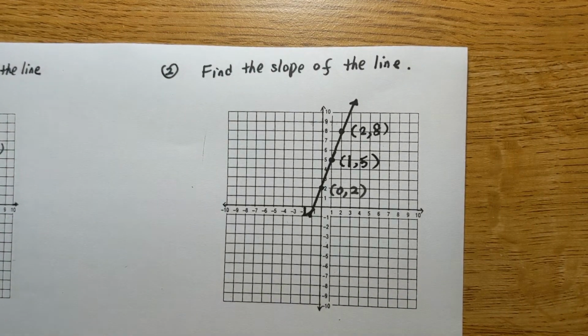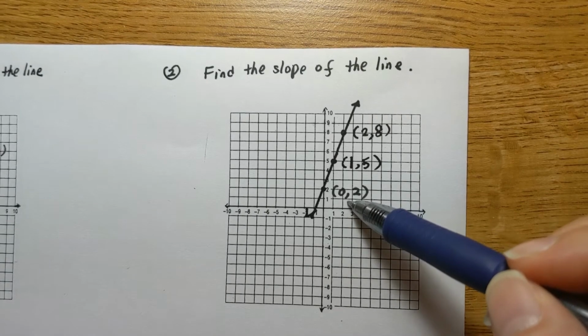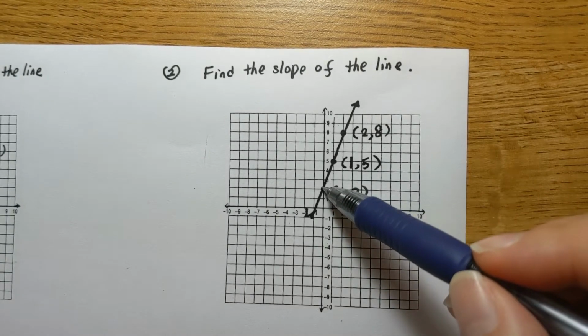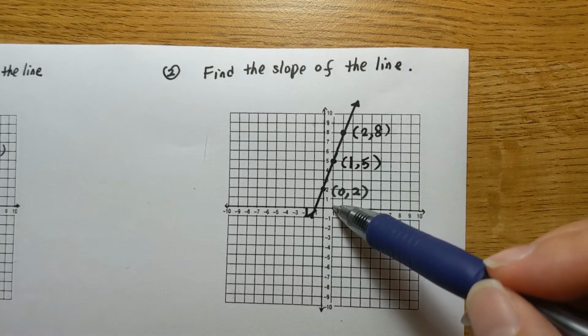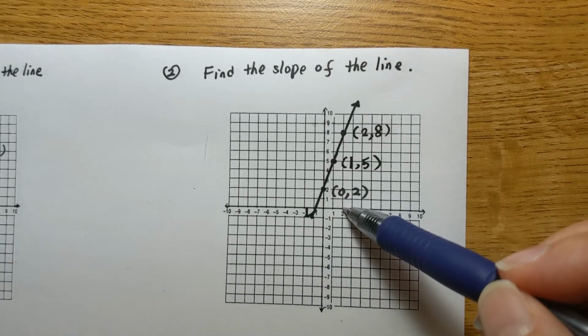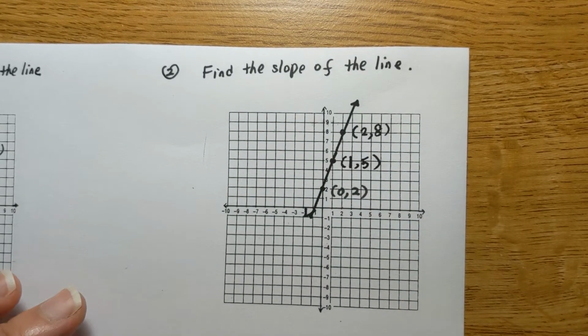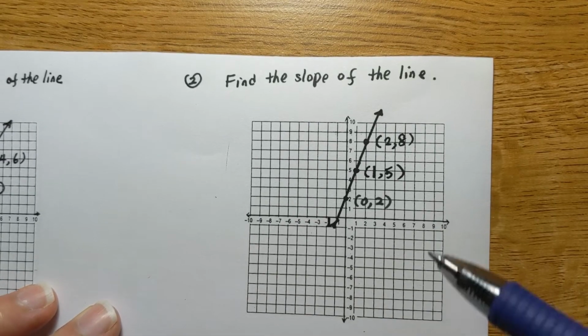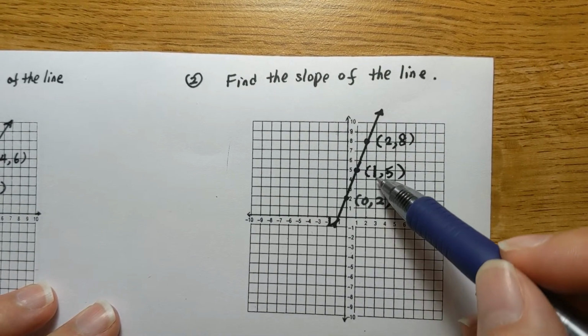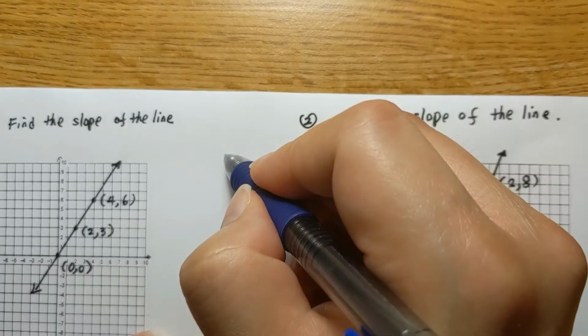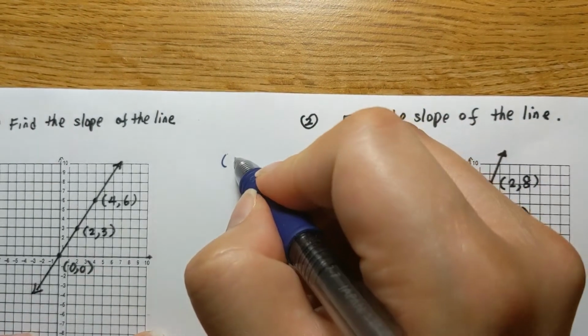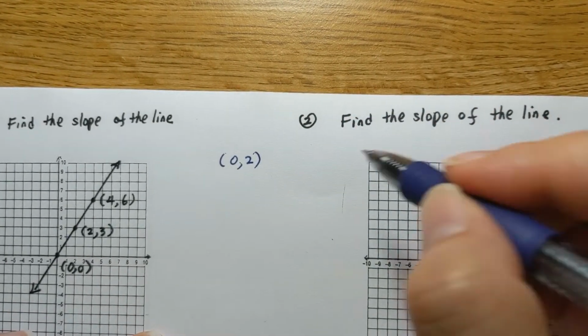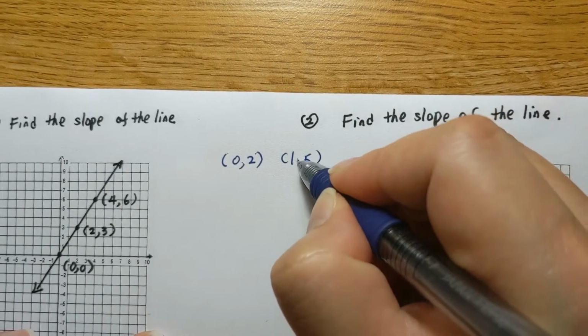Find the slope of the line, and we have point 0, 2, this point 1, 5, and then we have 2, 8. So now we're going to use 2 points. So let's use 0, 2 and 1, 5. You can pick any 2 points that you like.